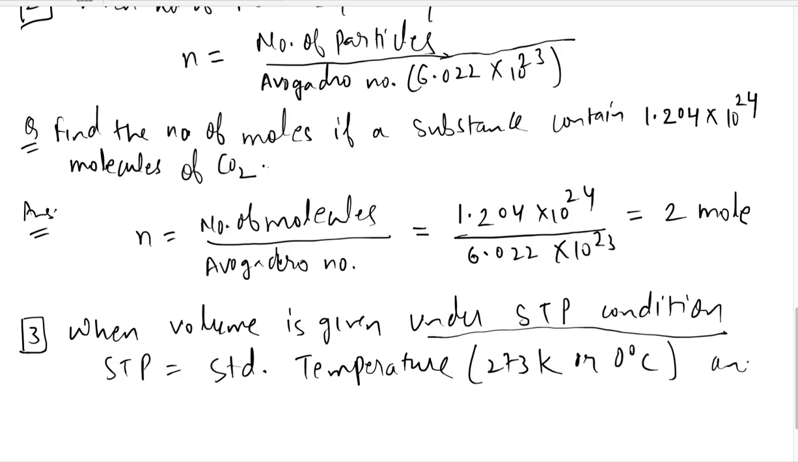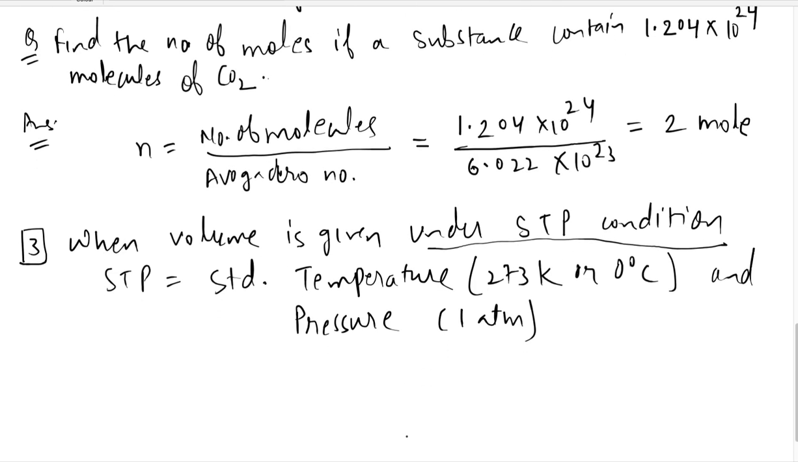and pressure. So the standard pressure is 1 atmospheric pressure. Okay, so you can use this formula only when the temperature is 273 Kelvin and pressure is 1 atmosphere, or in the question itself, STP is mentioned. Okay, so here let's do a numerical also based on this.